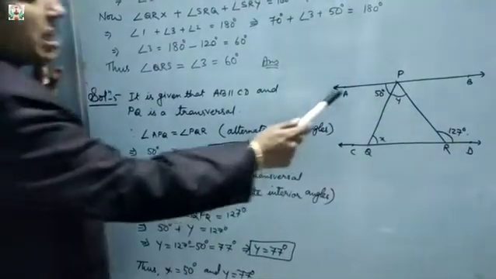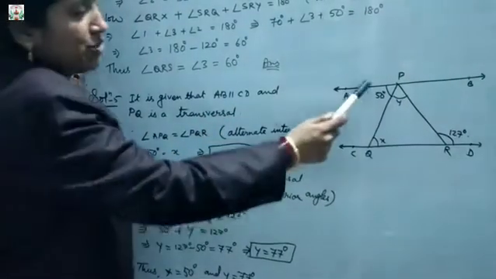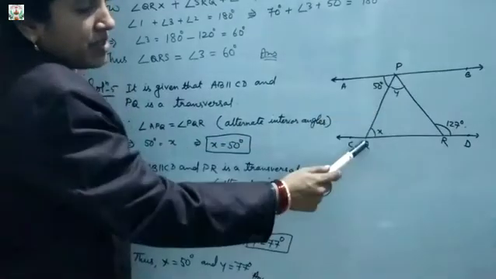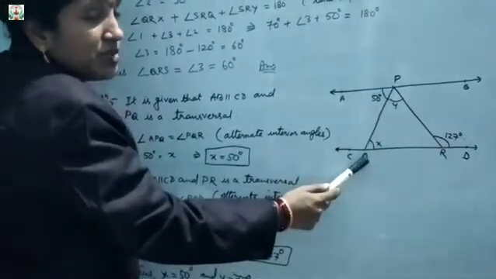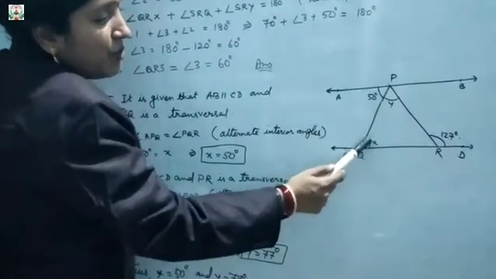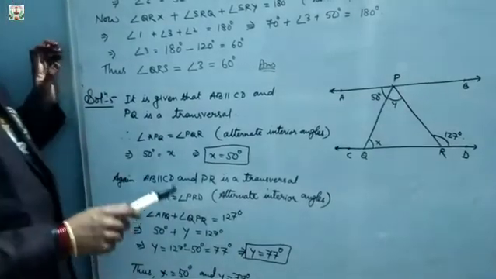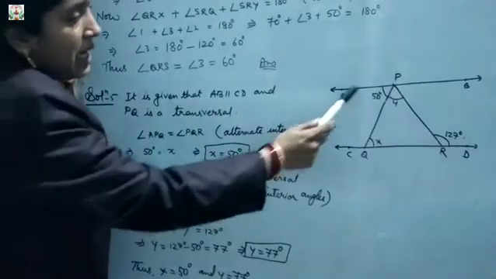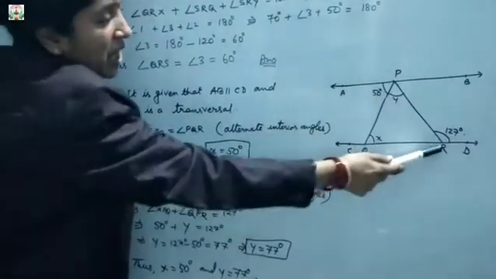Now it is given that AB is parallel to CD, and PQ is the transversal. For these two parallel lines, PQ is the transversal, so this angle will be equal to this angle because they are alternate interior angles. So angle APQ is equal to angle PQR.